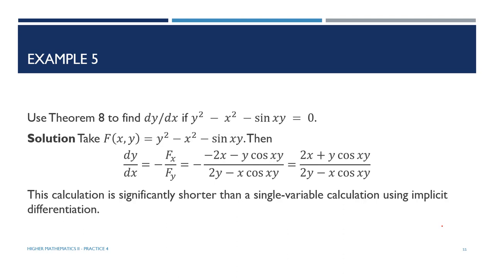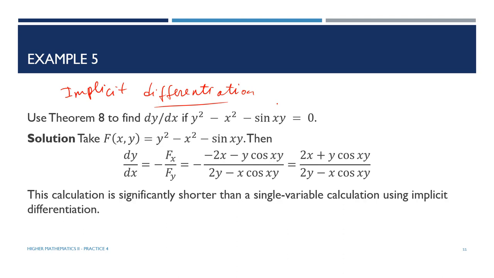And this is the next example. Use theorem 8 to find dy/dx if y squared minus x squared minus sine of xy equals 0. Solution. In the solution, we'll take f of x,y equals y squared minus x squared minus sine xy. So for theorem 8, we have to use the implicit differentiation rule, if you remember. Now we have to use implicit differentiation. We'll take f of x,y as y squared minus x squared minus sine of xy.